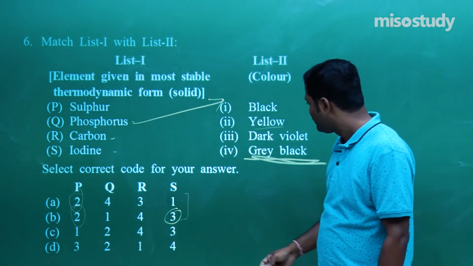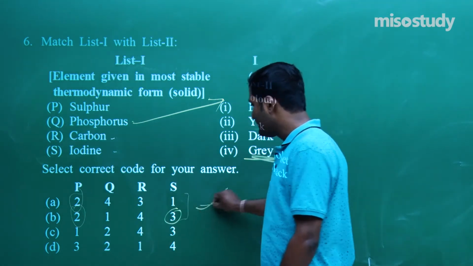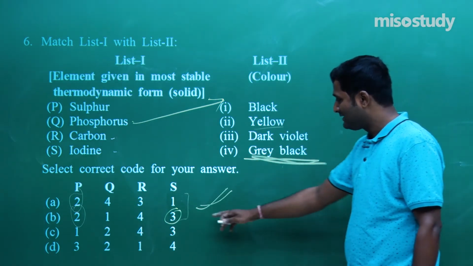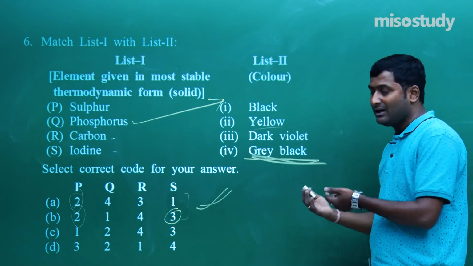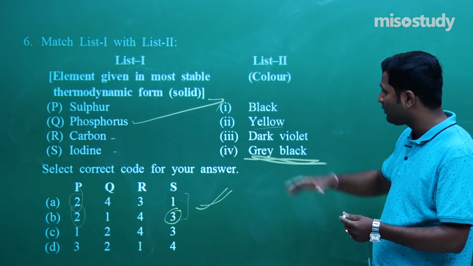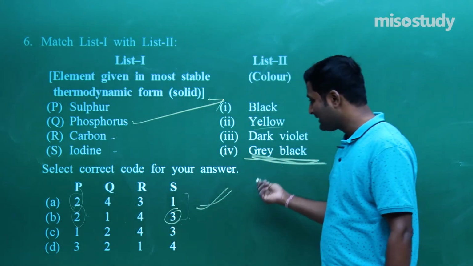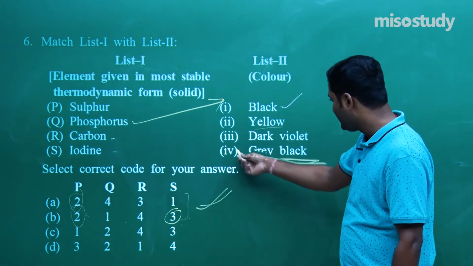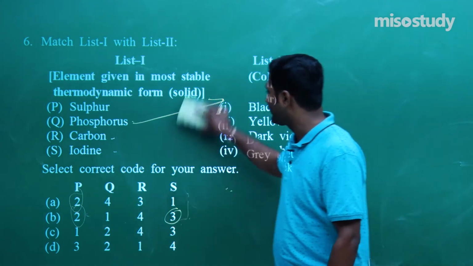So for this 2, 1, 4 and 3, B is the option. Sometimes it's slightly confusing. Carbon is also black, but according to the situation I have taken that this option satisfies the correct match. In many books phosphorus is written as gray black, but according to this question, the suitable match is 2 and 3. So we can take 1 and 4, that for Q is black, and for R we can say gray black. Clear, friend? So B is the correct option.